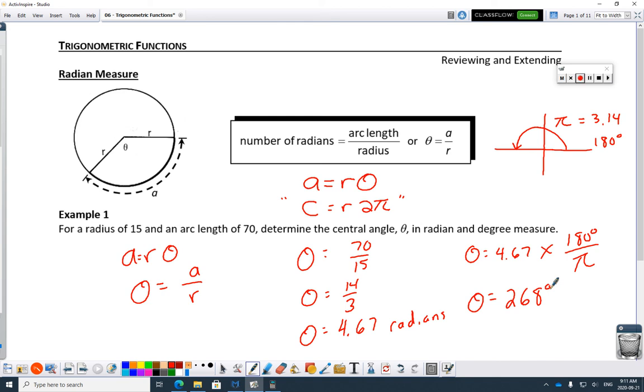And usually we do two decimal places on radians. That's usually what it'll say in your quizzes and tests. And if you aren't sure what to round to, it's usually two for radians, and nearest degree is usually fine for degrees.